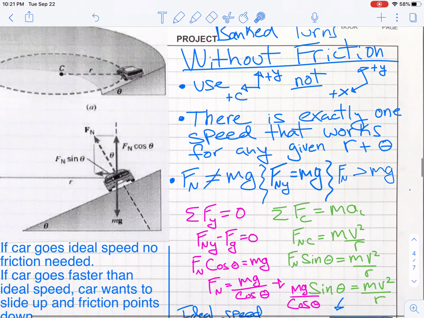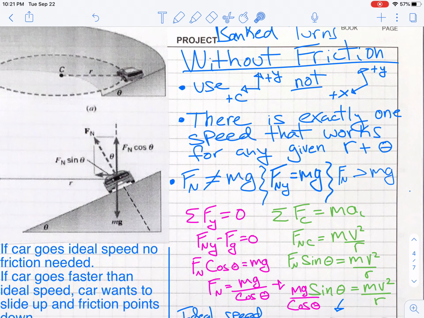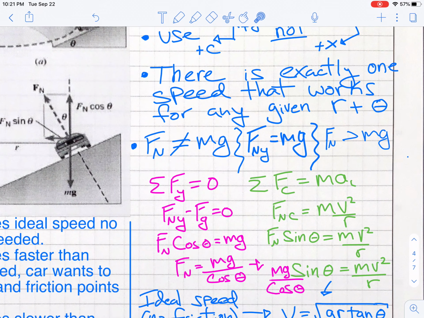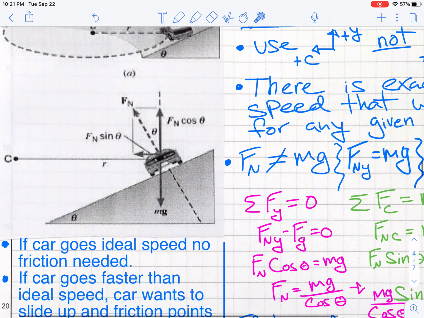So what we can say about that is there's one speed that works to get around the corner for any given radius and angle of bank. If you change either of those things, the radius of the circle or the angle of the bank, the ideal speed will change. The normal force is not going to be equal to gravity. When you look at the free body diagram here, the normal force is actually this line. This is a component, this is a component. Gravity is straight down. The normal force is at an angle.